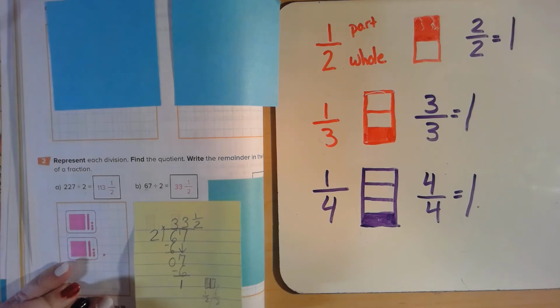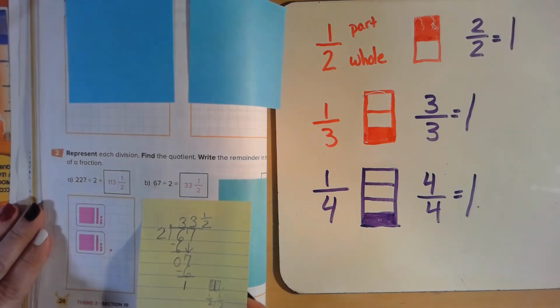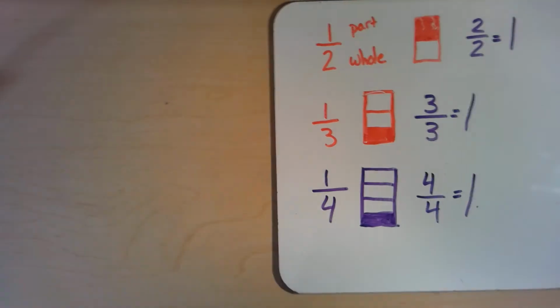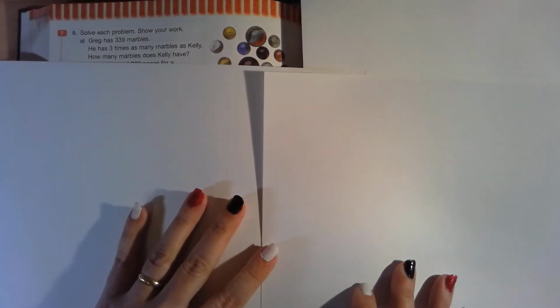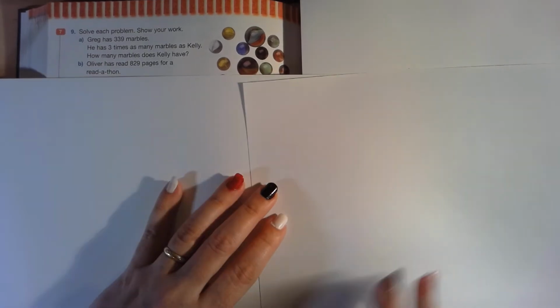All right. Let's do a little challenge. I know you're ready to do your workbook pages, and that's spectacular. Let's do a little word problems here. I want to look at this book. Okay, so this says, solve each problem, show your work.